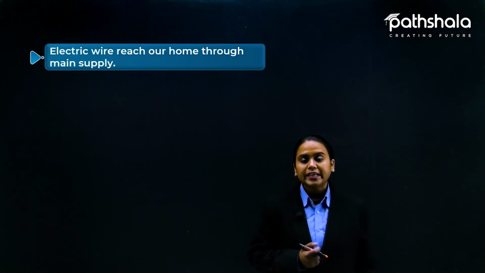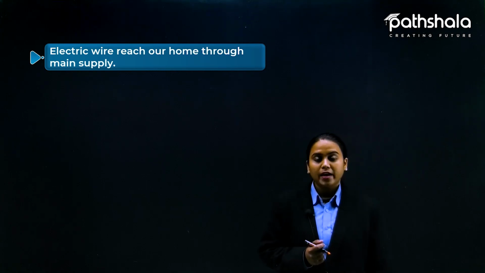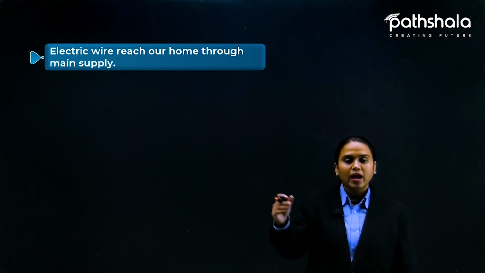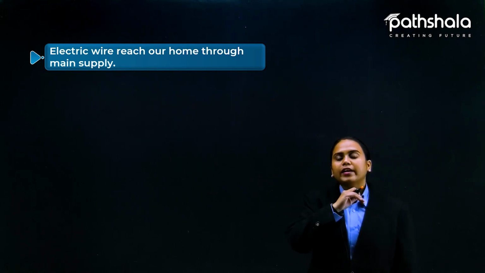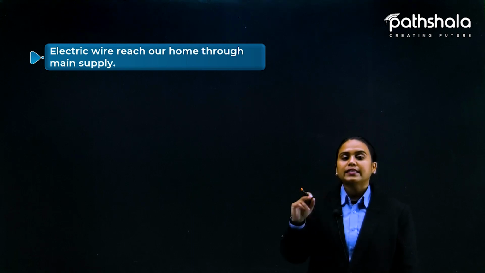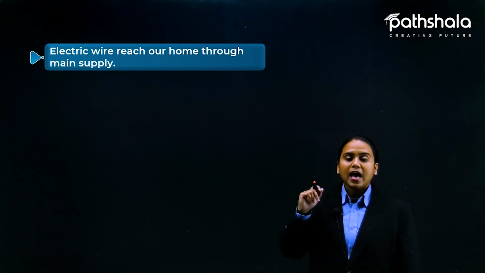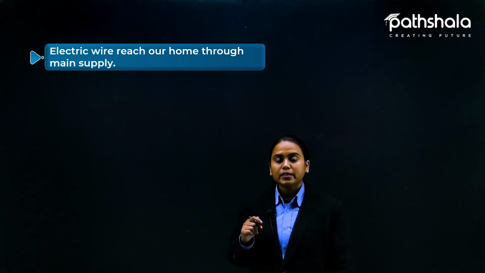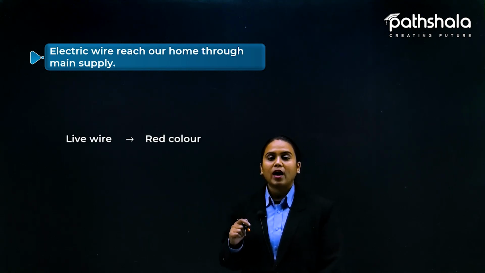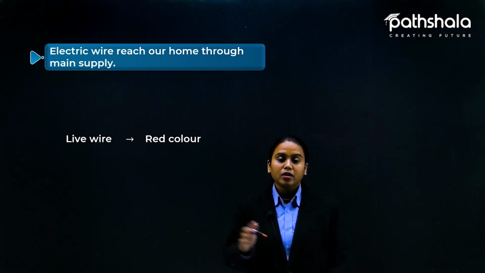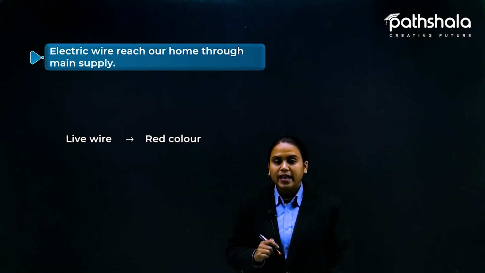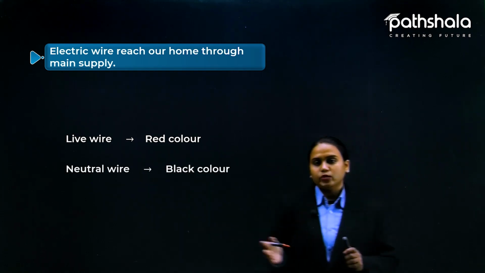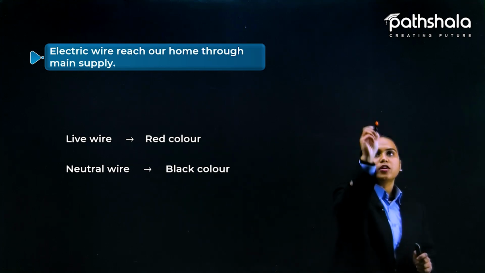The electric wire reaches our home through the main supply. There is a single wire hanging from pole to pole, and from there we get one connection for our home. That we can say is the main supply, and that is again going to be divided into two parts. One is the main supply that is carrying the current. This wire is known as the live wire. It is of red color, we can denote it as red. And the one which is not carrying anything is known as the neutral wire, which is of black color.